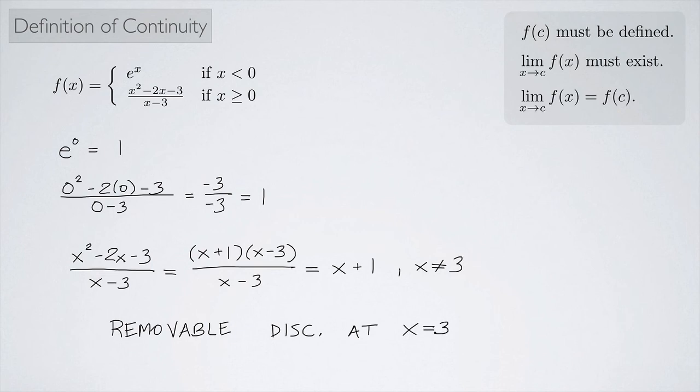Okay. Let's look at this up here. Check these three conditions. F of 3 must be defined. Is f of 3 defined? So if I were to say what f of 3 is, I would look at this part of the function because 3 is greater than or equal to 0. And when I plug 3 in here, I end up dividing by 0. So no, it is not defined. So already we have a problem here with the first condition. Therefore, the function cannot be continuous at x equals 3. And that's what we saw right here.